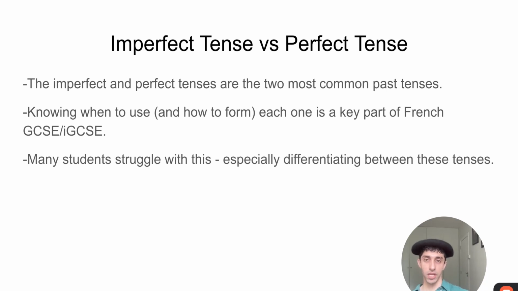So the imperfect and perfect tenses are the 2 most common past tenses. And knowing when to use each of them is, of course, a key part of French GCSE and iGCSE, particularly for, say, higher tier students if you're aiming for higher grades, say grades 7 to 9. But even if you're aiming at lower grades, this is still an important part of French GCSE or iGCSE.